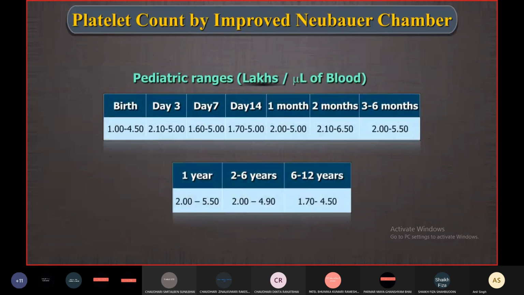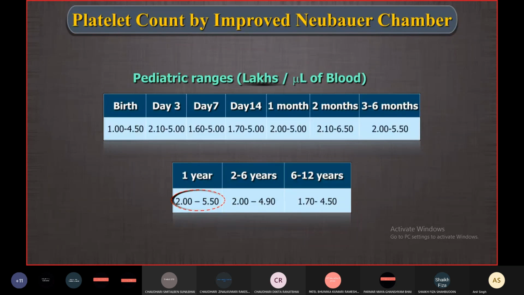Pediatric ranges are different as shown in the table. You can understand from the table that a platelet count of 1.4 lakhs, which is normal for adults, is low for children except in neonatals. This should be kept in mind while reporting platelets in children. That is why it is very important to have age-specific biological reference ranges defined on the report formats.